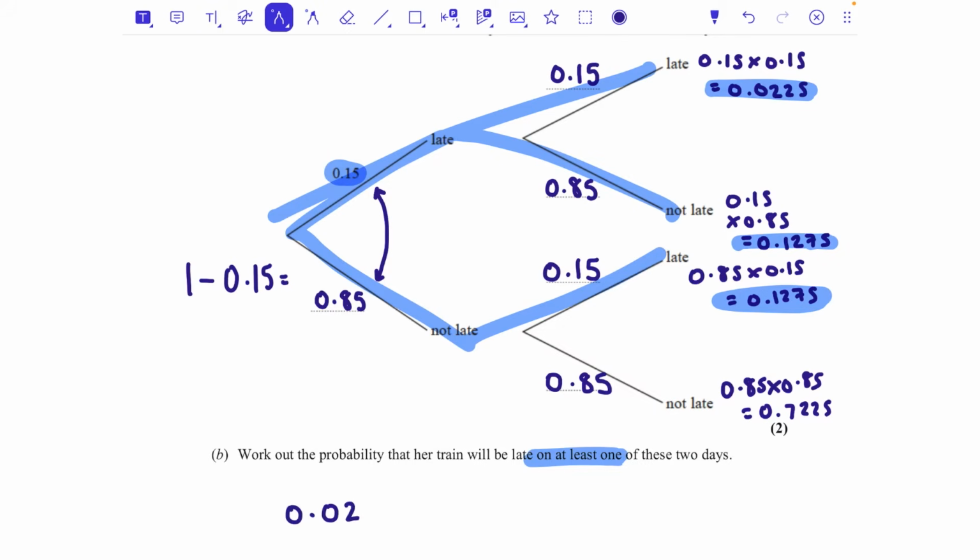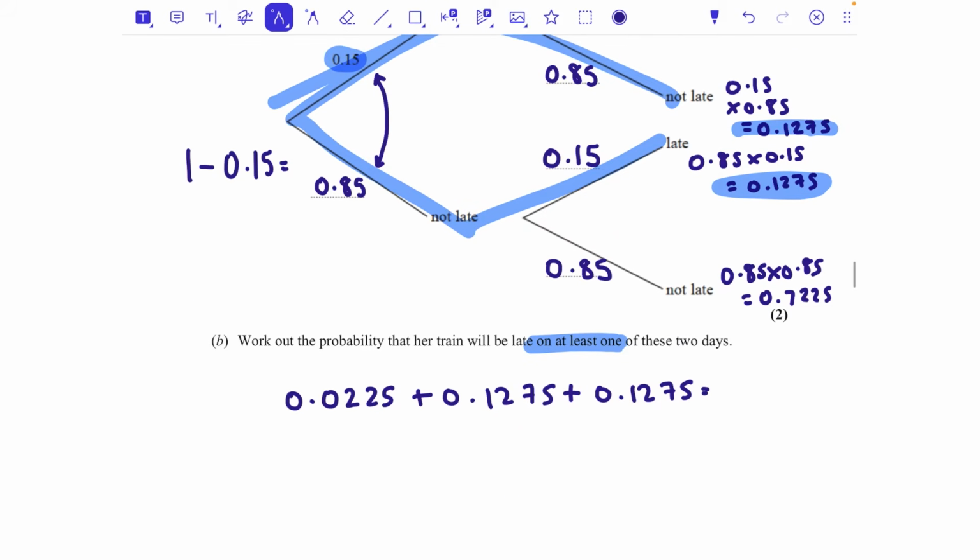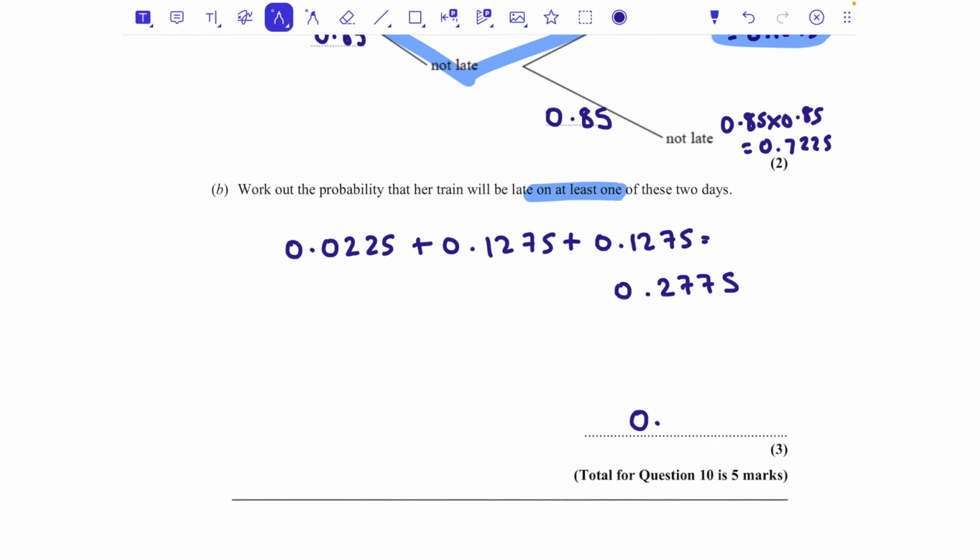So 0.0225, add 0.1275, add 0.1275. Adding those three answers together, I get 0.2775. So that is the correct answer for this question, 0.2775.